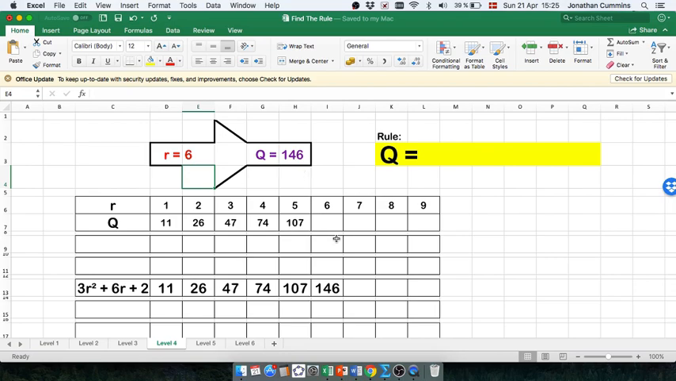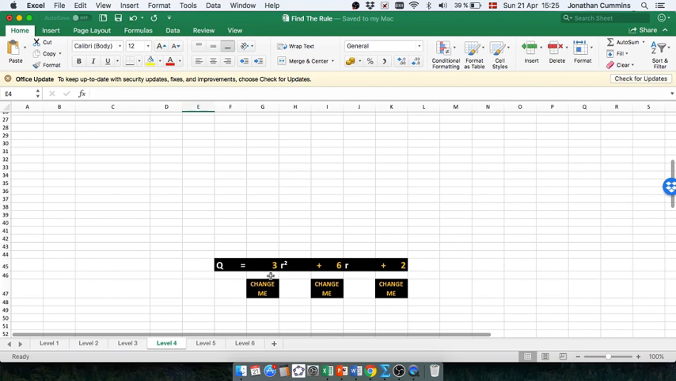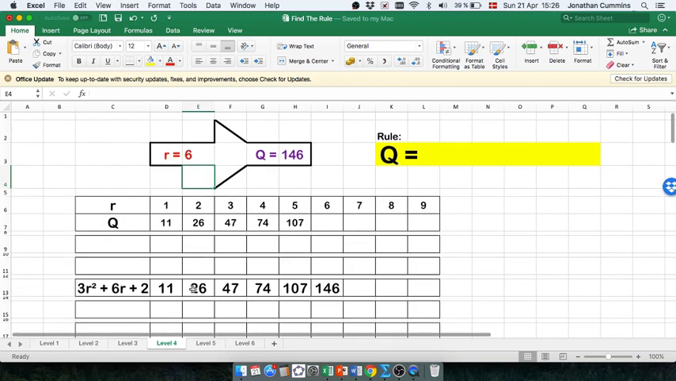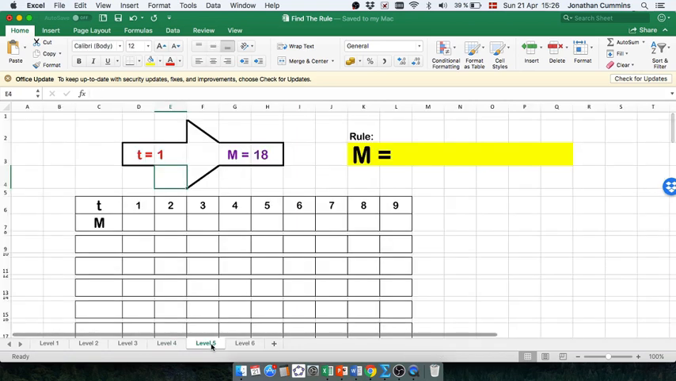So that works. And as before, the rule is down there and you can change it if you like and try and get somebody else to guess your rule. Okay, so that's that, and we will move on to level 5. So let's have a look at level 5.